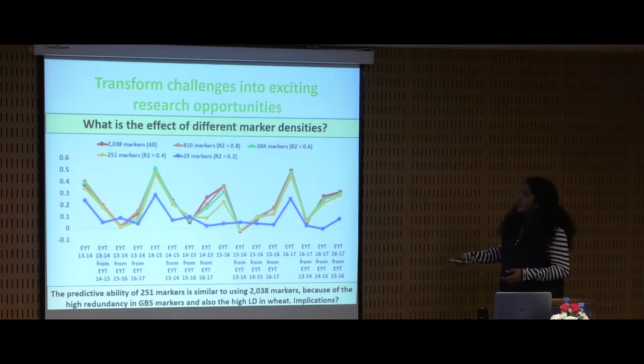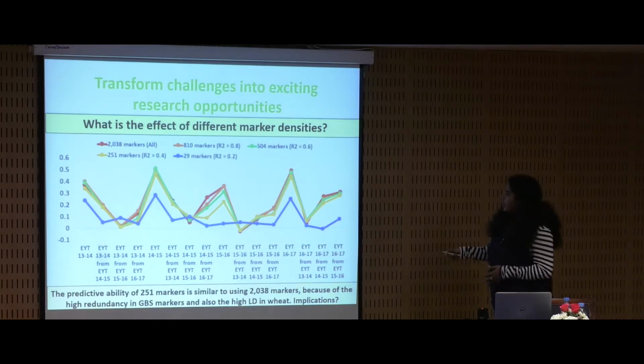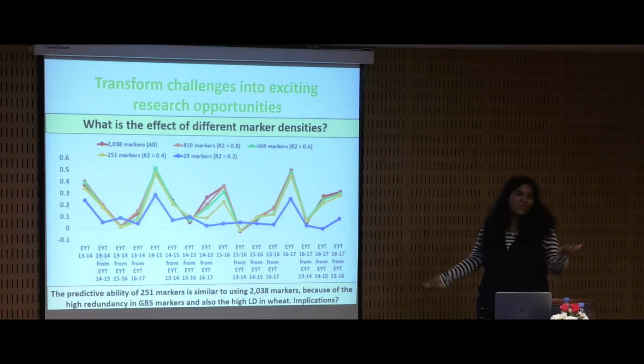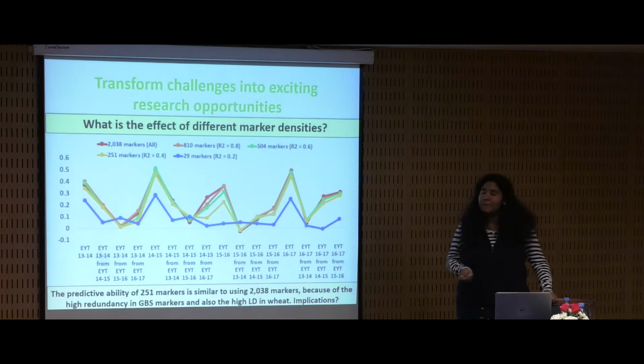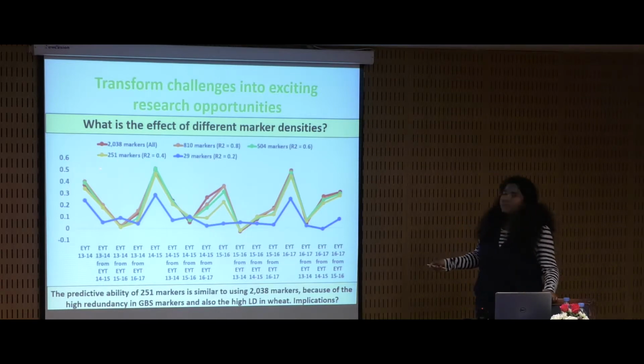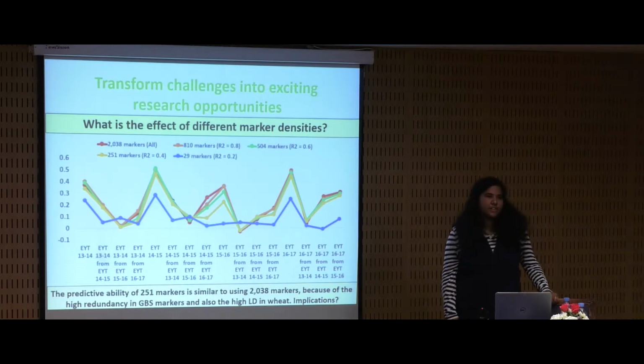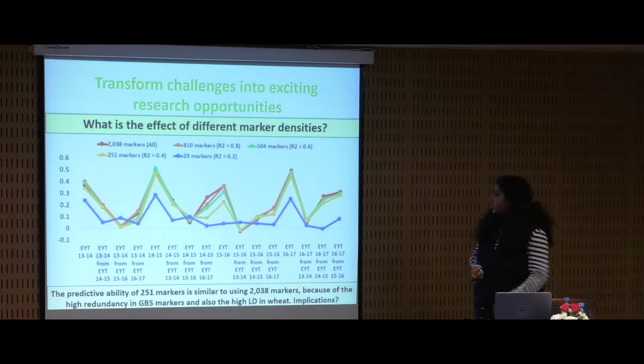and if you look at these results for grain yield, in both within-nursery predictions and across-nursery predictions, one thing that you can observe is it only drops down if you come down to 29 markers, which you would expect. But even if you use 250 markers that are an R-squared of 0.4, you still are able to pretty much get the same prediction accuracies. So what does this imply? All the information that we have for predictions is just because of about 250 markers.